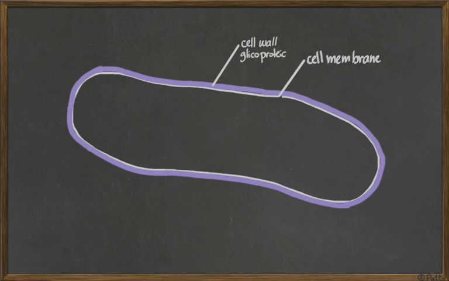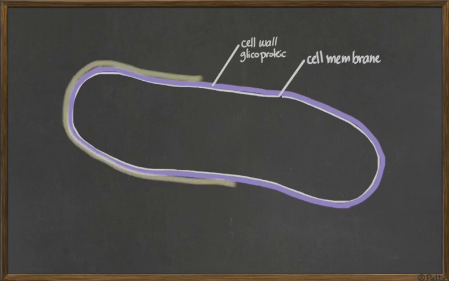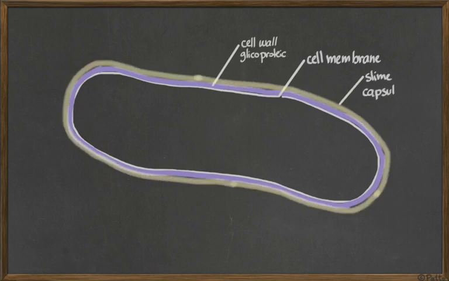The cell wall of prokaryotes is glycoproteic. That means it is made of sugar and proteins in the same structure. The molecules that make those cell walls are sugar-protein molecules. Outside of the glycoproteic cell wall, some bacteria may have a slime capsule. A slime capsule is a goo capsule around the cell.